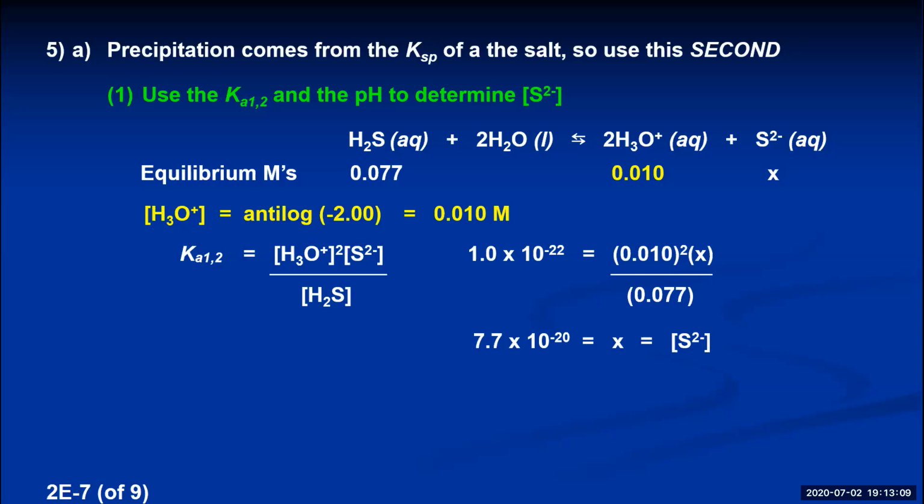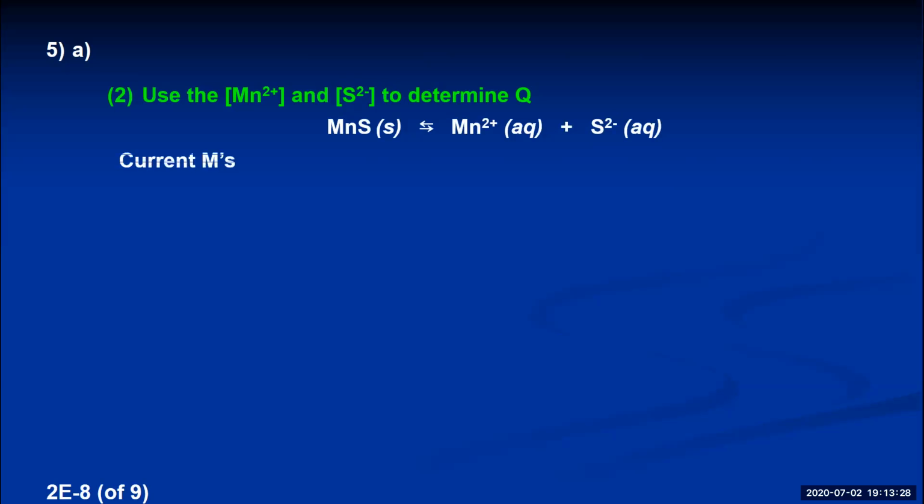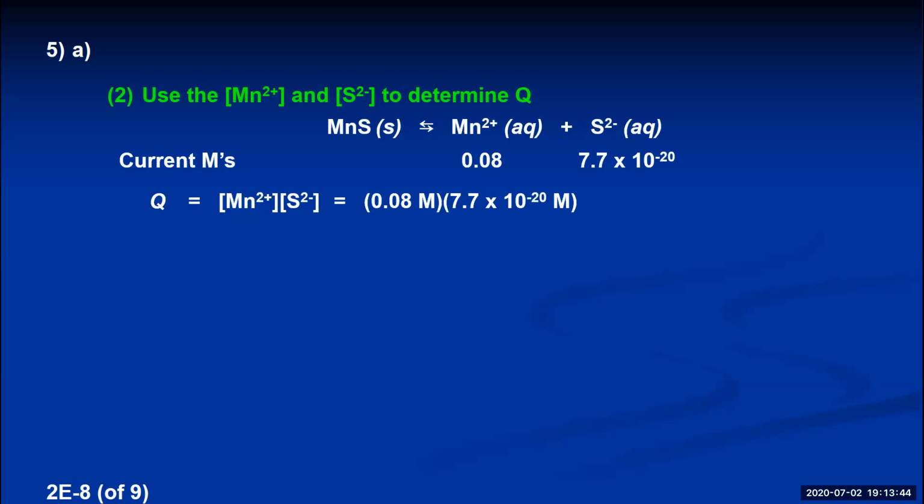To get our answer, will a precipitate form or not, we need to use the Ksp of manganese sulfide. And what we're going to do is calculate the Q for the solution and see if the Q is bigger or smaller than the Ksp. So using the manganese concentration and the sulfide concentration, we're going to calculate Q. Here's the reaction. And the current molarity in the solution now is 0.08 molar of manganese(II). And we've just determined 7.7 times 10 to the minus 20th molar of sulfide. Q is going to be the product of the manganese(II) ions and the sulfide ions. So if we multiply those together, we're going to get a Q value of 6 times 10 to the minus 21st.